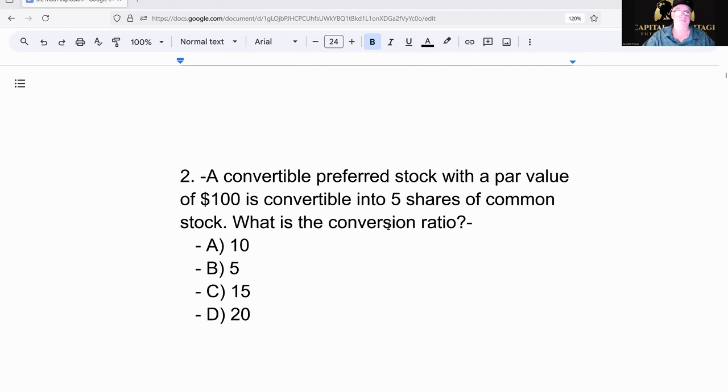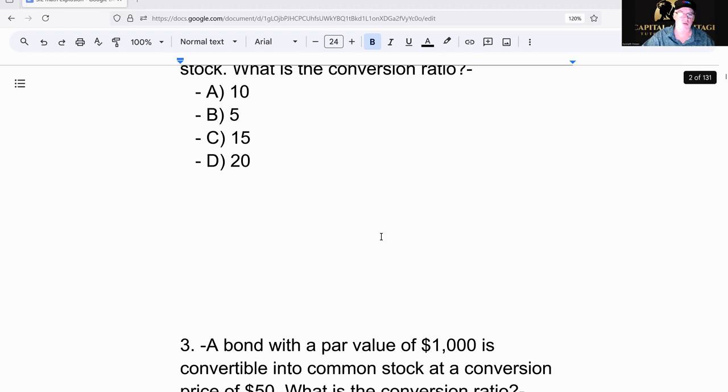Here we go. Convertible preferred stock with a par value of $100 is convertible to 5 shares of common. What's the ratio? Again, the ratio is 5. Oh, they're tricking us. They're tricking us.